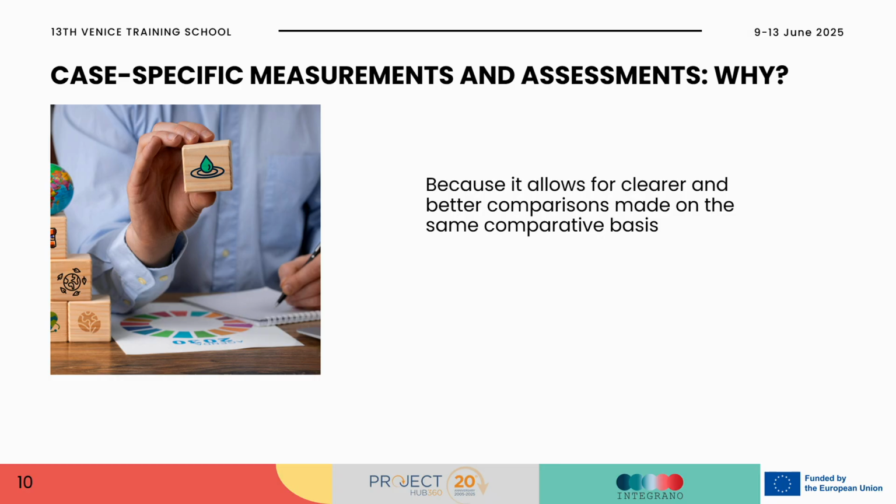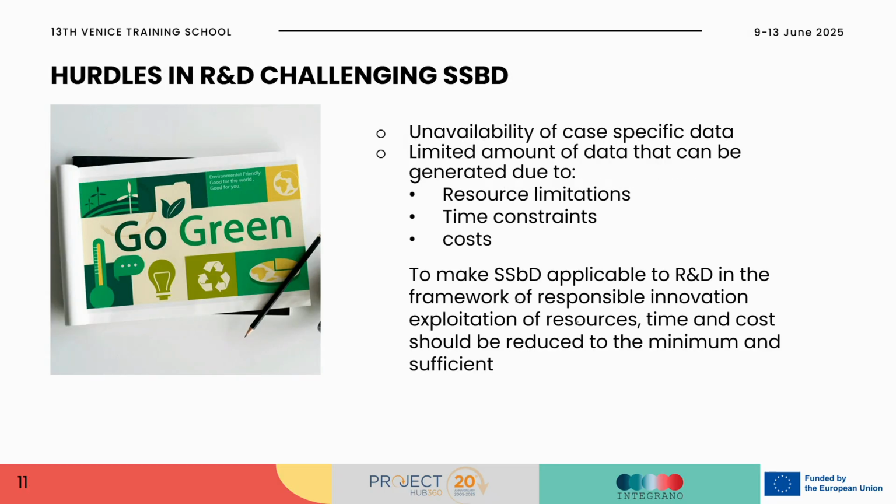Okay, but in R&D or RTD, research and development, there are some hurdles. So this is the main problem of, say, fair data or availability of fair data or availability of data at all. So data are expensive, they need cost, time, resources, and when we are starting new research, most of the time we don't have enough data. So in order to make SSbD applicable to the R&D framework and responsible innovation, the exploitation of resources, time and cost should be reduced to a minimum and sufficient level in order to extract information.